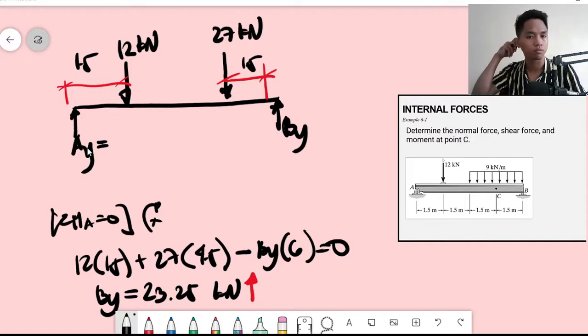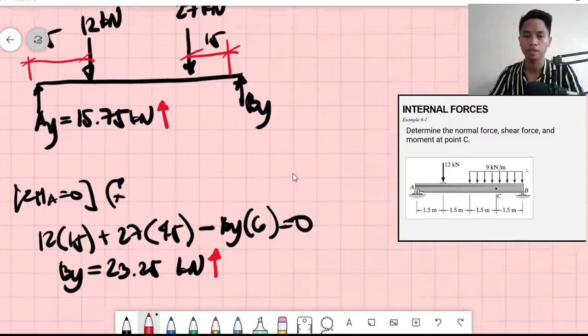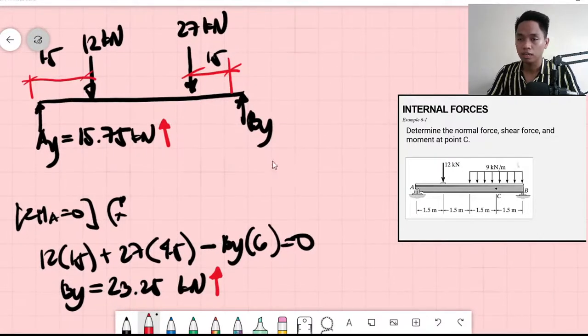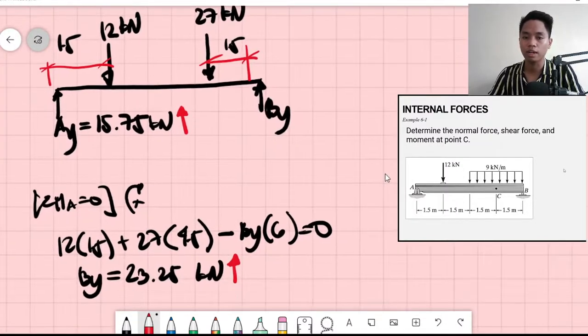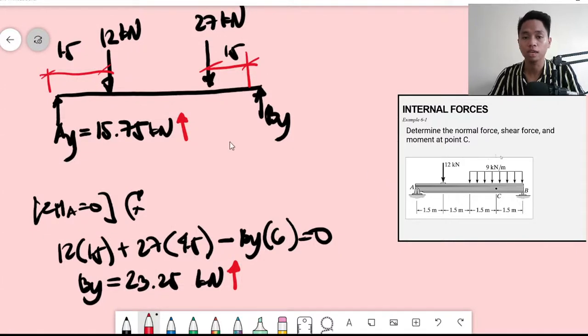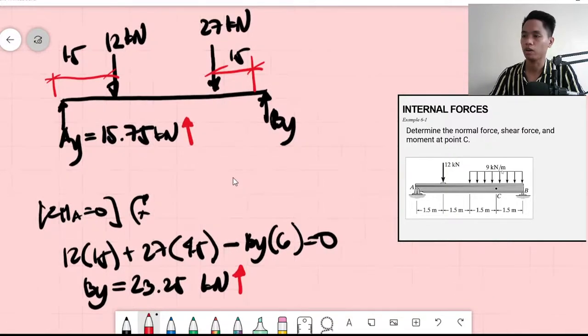Therefore AY is negative 15.75 kilonewton, and that is also upward. Again, it is just summation of forces Y, so you can get AY. This is only the reaction, but it takes a while. If you practice, you should solve the reactions quickly, because this is only the first step toward our goal.